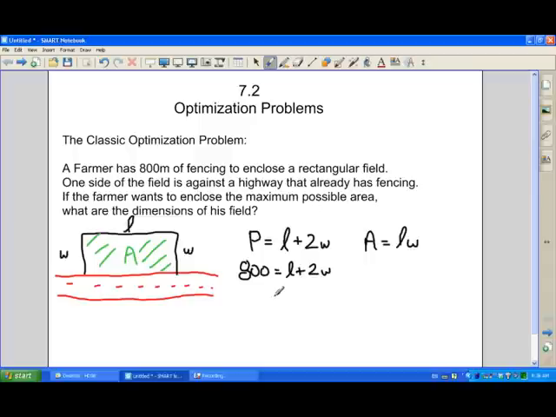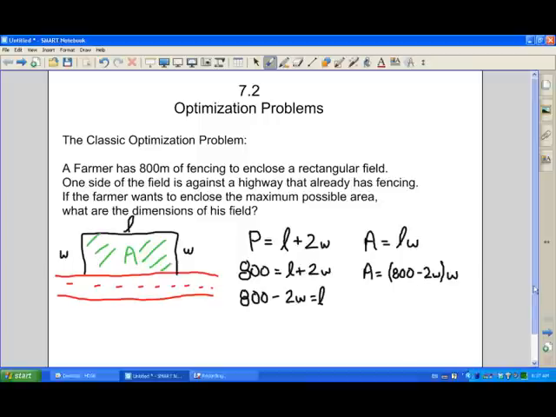So when you solved this problem in previous years, you would solve for one of our variables, L or W, and take that and sub it into our area equation. And then in previous years you would have distributed this and then use some completing the square to try and find the maximum, the vertex. We don't want to do that anymore.